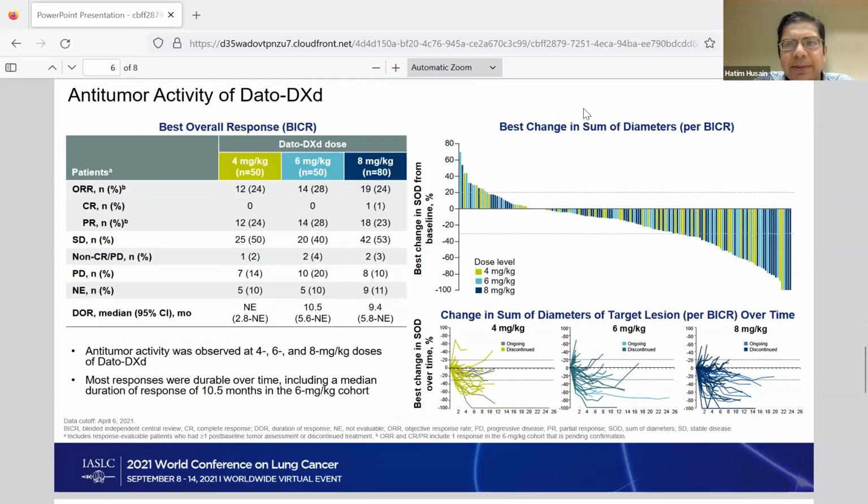So now let's get to the efficacy. And in speaking about the efficacy here, I think some interesting points is that across the doses, there was an overall response rate in the mid-20s.